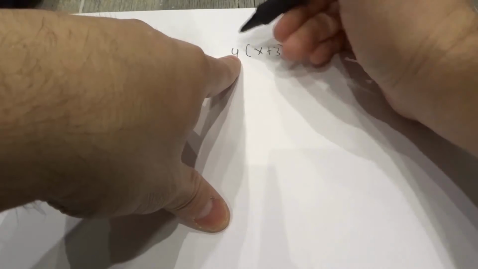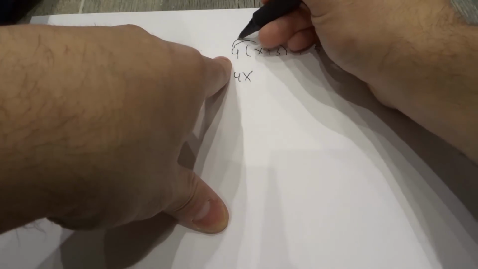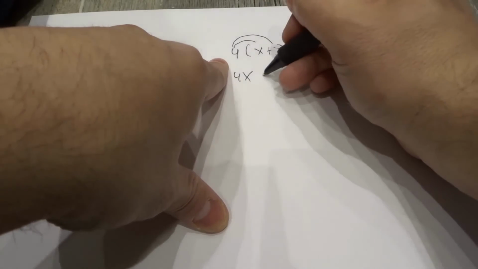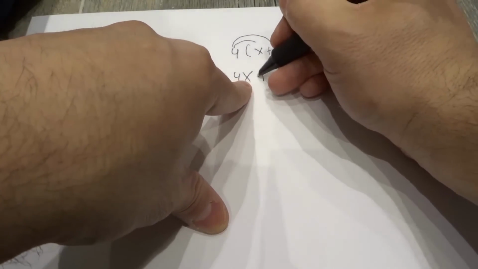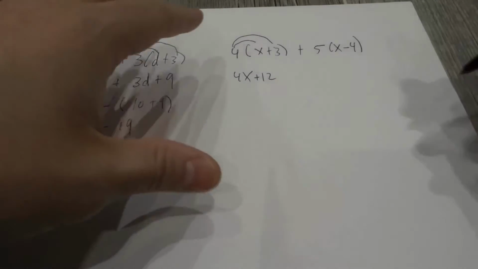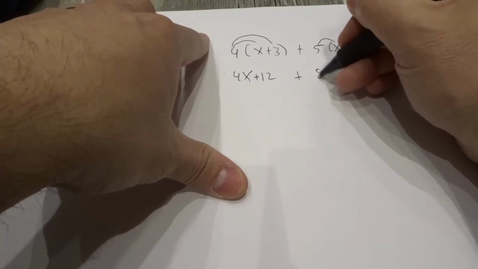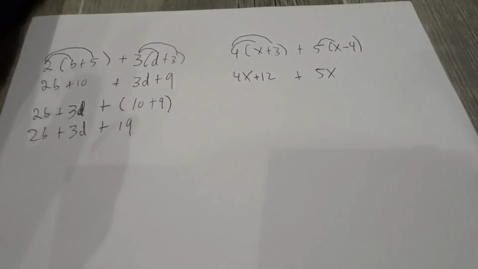Now we have 4 times x, which is 4x, okay? Then 4 times 3 is 12. So 4x plus 12, okay? Very simple, 4x plus 12. And then we're gonna bring down the plus over here, and we have 5 times x, which is 5x. Now is where it gets just a little tricky, okay?